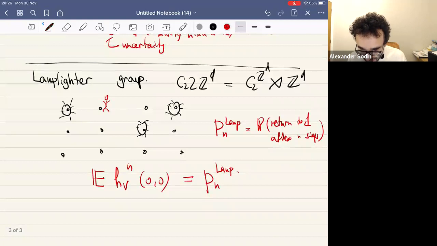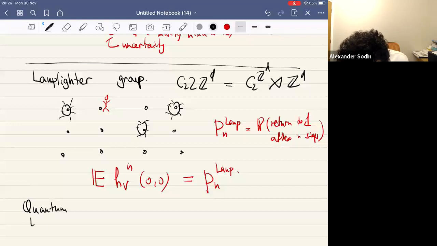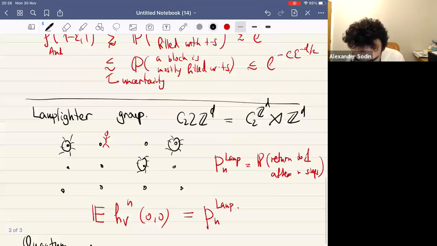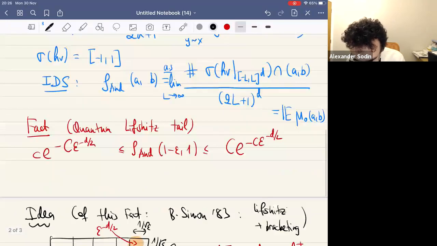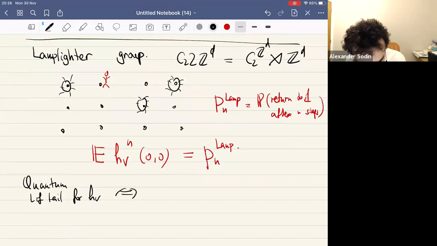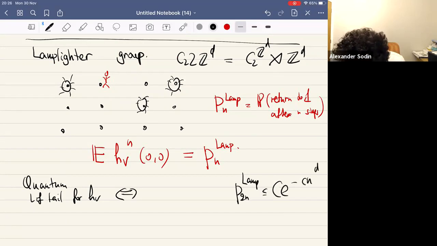So this allows us to connect the Lifshitz tails to return probabilities on the lamplighter group, and it turns out that the quantum Lifshitz tail for the Anderson model, which is this bound which I've stated above, is equivalent to a two-sided probability bound on this P_2n, which is exactly of the same form.